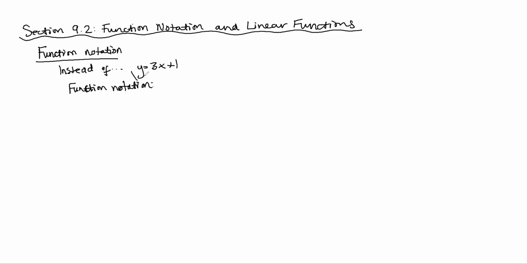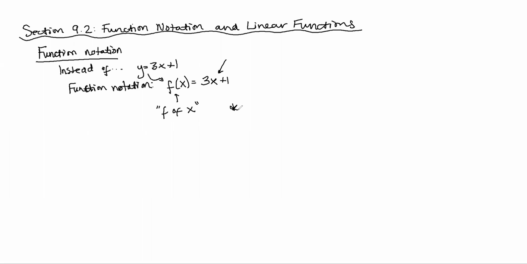is going to replace this y with an f of x. So f of x, f parentheses x, equals 3x plus 1. I'm going to keep the rest of it the same. We're just replacing this y with f of x. All that means is that this equation is a function of x. That means that we're plugging x's in, and we're not going to have other variables over here. We're just going to have x's.